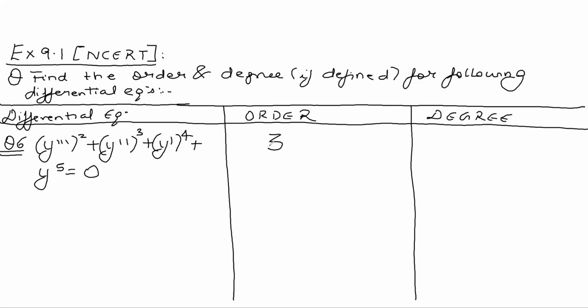To find the degree, is it a polynomial in derivatives? Yes. You can clearly see that this differential equation is a polynomial in derivatives. How do you find the degree? Look at the highest order derivative. It's y triple dash. What is its highest power? The highest power of y triple dash coming in the equation is 2. That means what is the degree of this differential equation? 2.